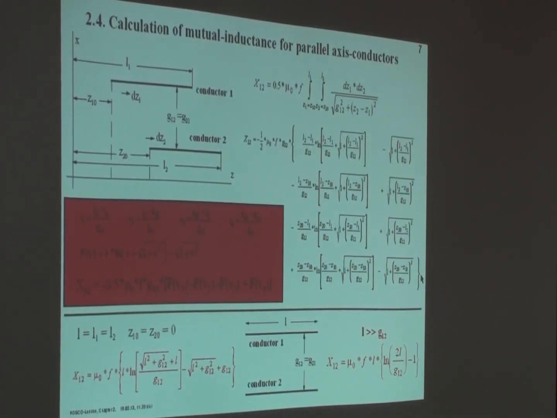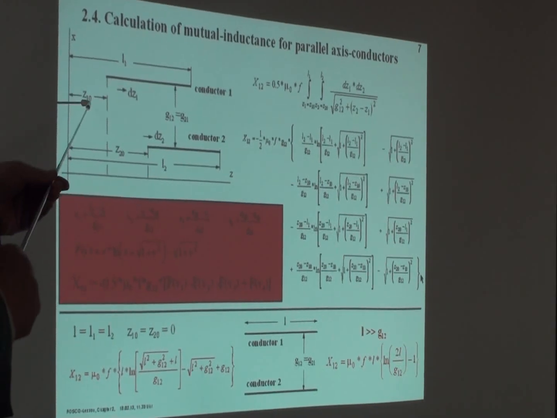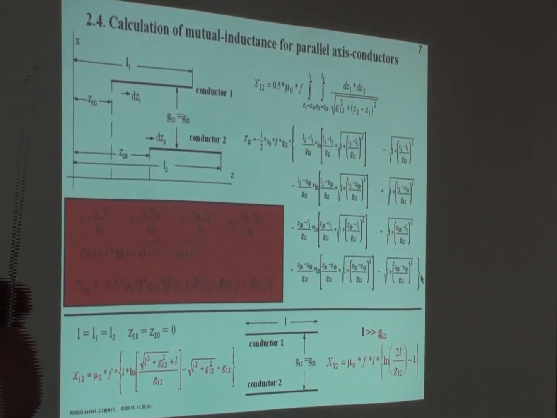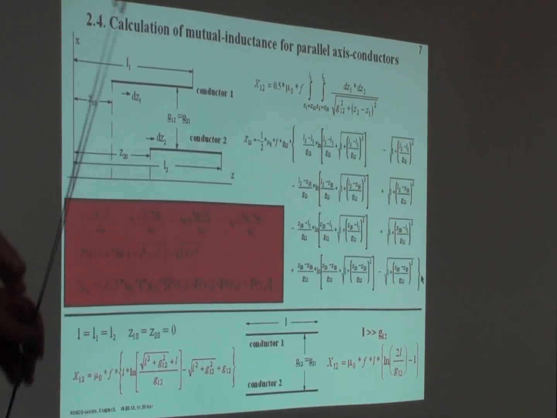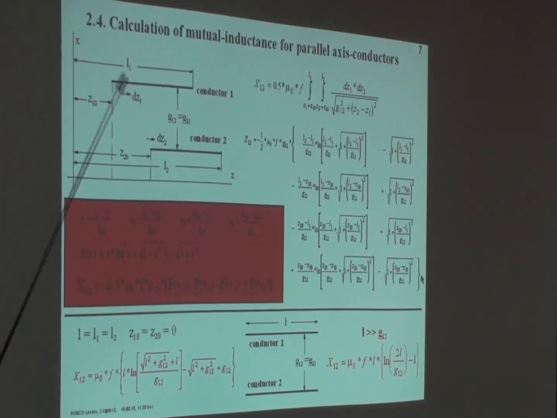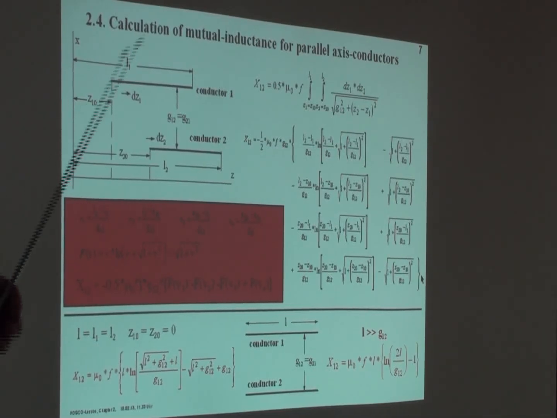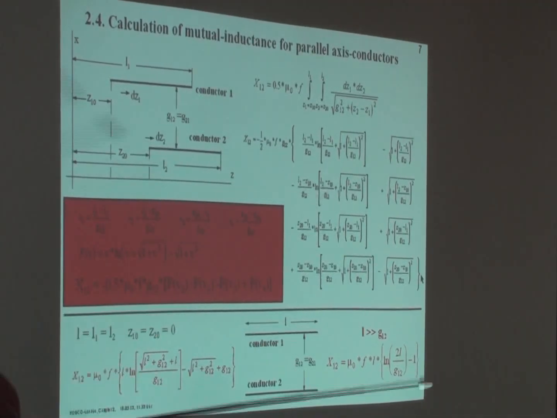And this is the most used formula for the post-covariance calculation program. For parallel conductors, the program calculates all these values. You put in your coordinates and the program calculates all these values, and you have to use this formula.